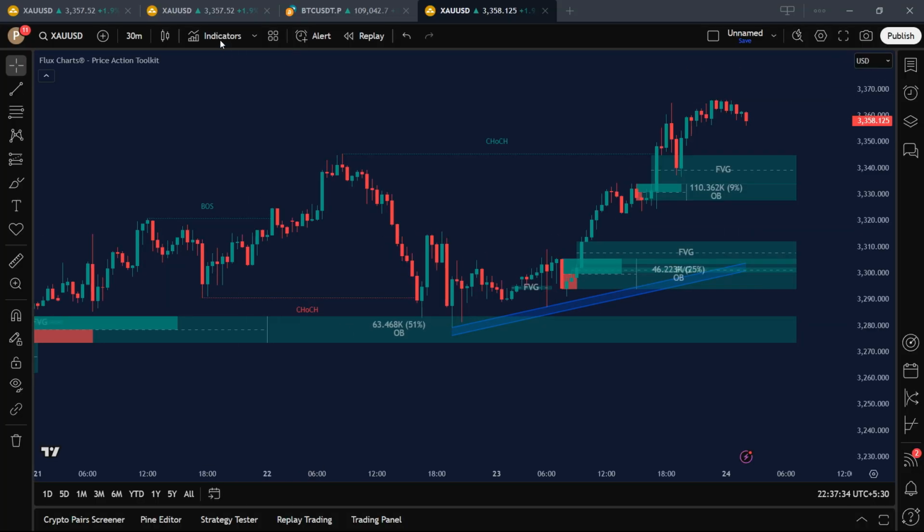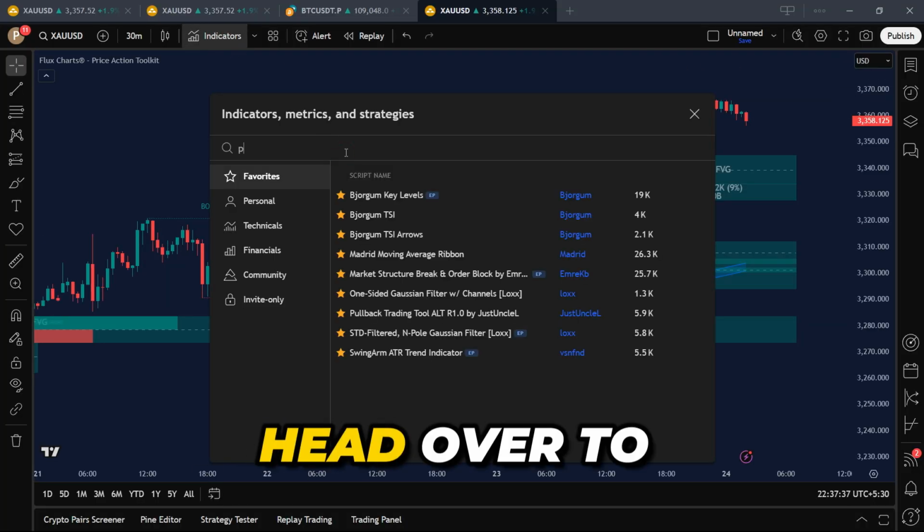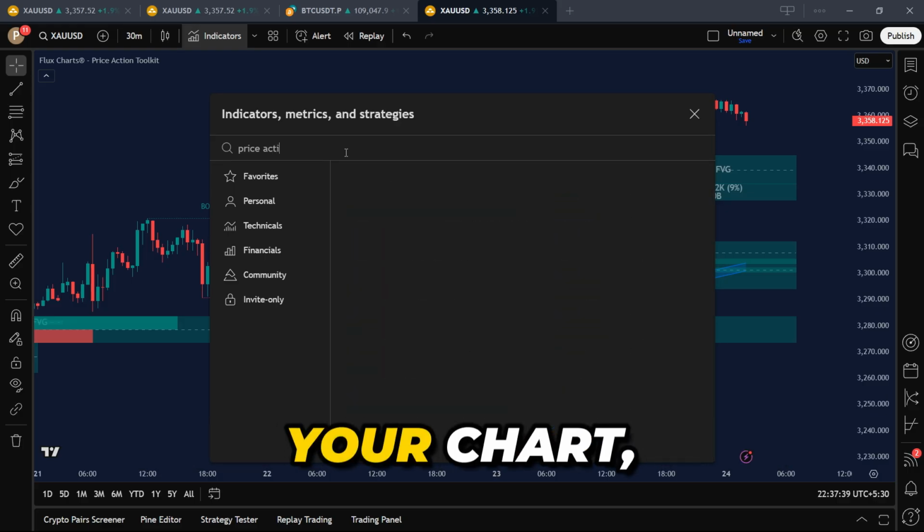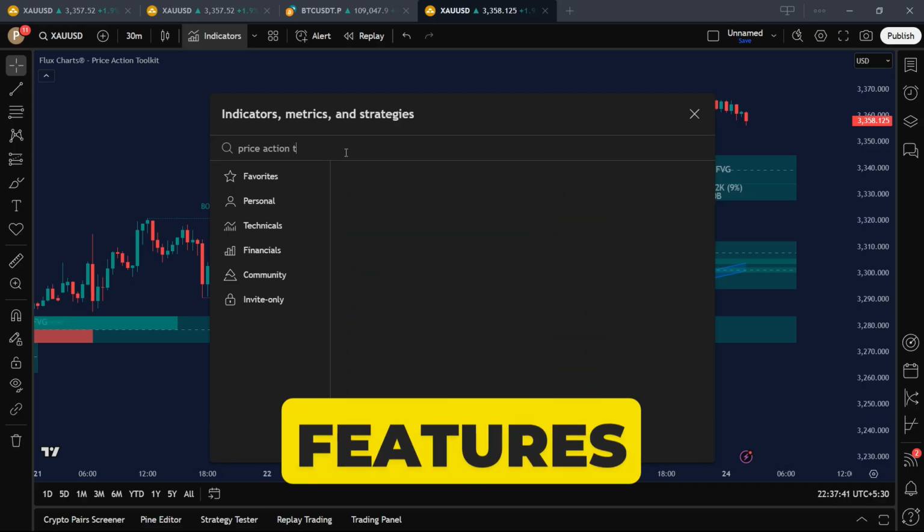If you're ready to enhance your trading with the Price Action Toolkit, head over to TradingView, add it to your chart, and start using these powerful features today.